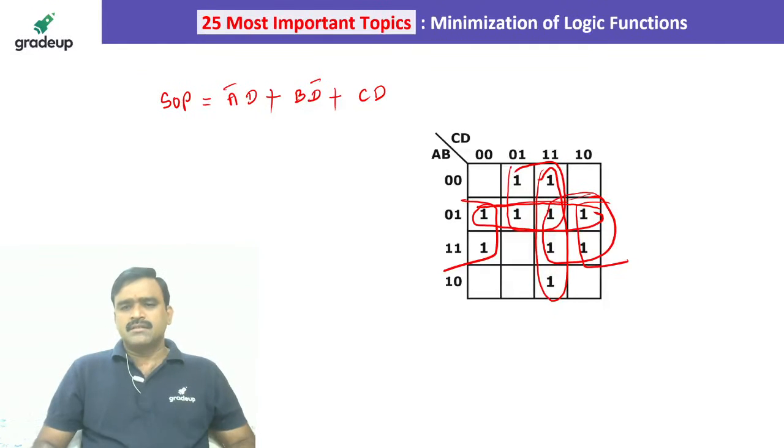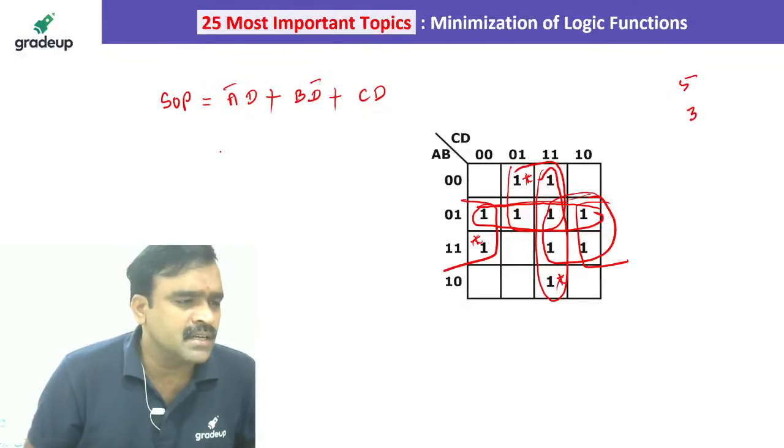Anything else? Not possible. So prime implicants are 5, and essential: this is one distinguished one, this is one distinguished one, and this is also a distinguished one. That's all. 3 distinguished ones means 3 essential prime implicants.